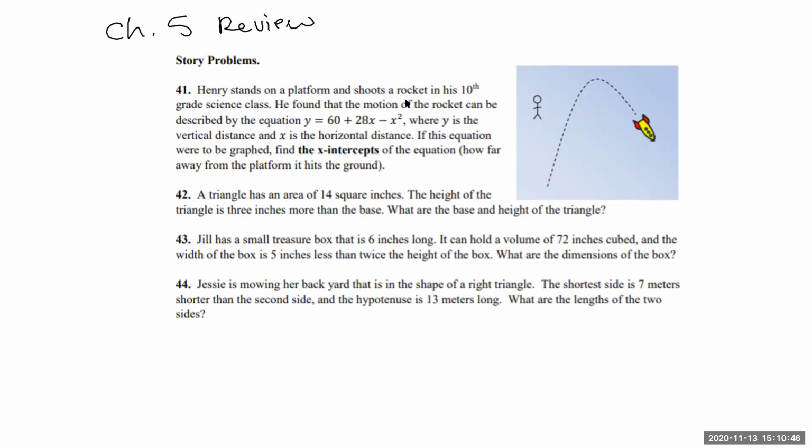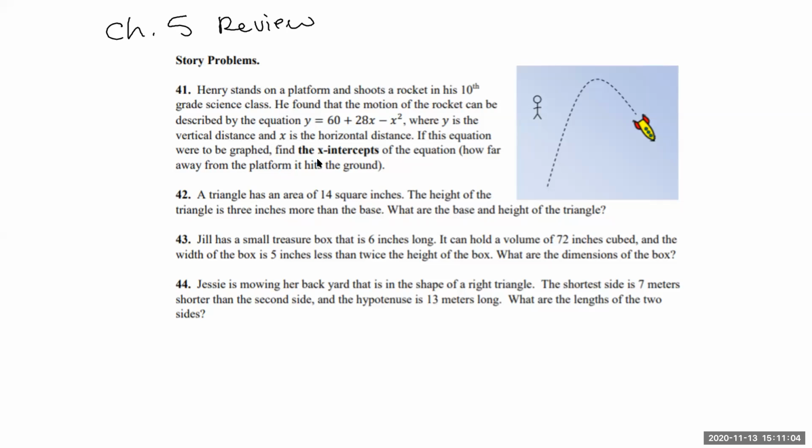He found that the motion of the rocket can be described by the equation y = 28x minus x squared, where y is the vertical distance and x is the horizontal distance. If this equation were to be graphed, find the x-intercept of the equation. How far away from the platform it hits the ground.